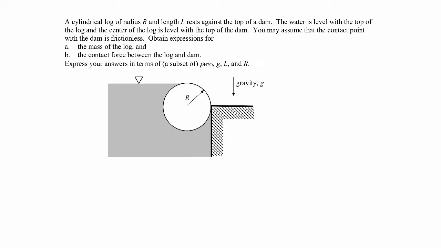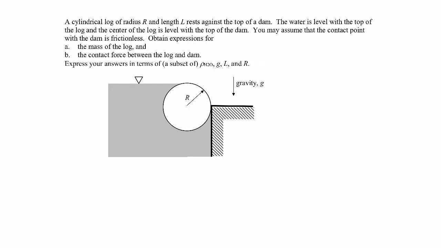Okay, in this example, we're told that we have a cylindrical log with a radius r and length L that rests against the top of a dam right here. Water is level with the top of the log, so it's right at the top there, and the center of the log is level with the top of the dam, so that's in line there.